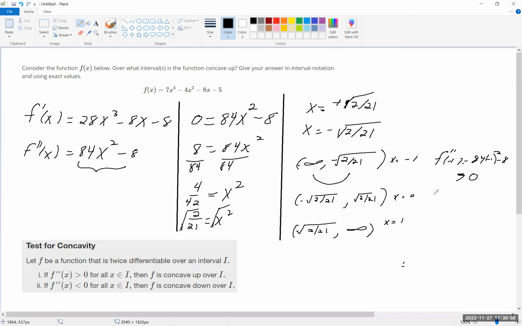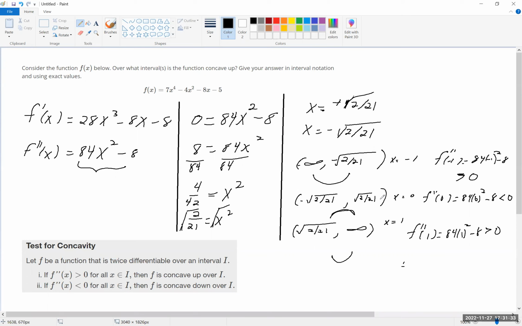And then if I plug in a 0, 84 times 0 squared minus 8, that's going to be less than 0. So it's going to be concave down on that interval. And then let's check the last interval. And our test point is going to be a 1. So 84 times 1 squared minus 8. Again, that's going to be greater than 0. So this is going to be concave up.